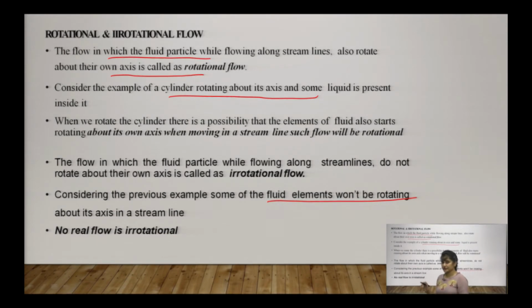known as irrotational flow. And in real fluids, as we know there are real fluid, ideal fluid, then Newtonian fluid and non-Newtonian fluid. A notable thing is that no real flow is irrotational, none of the real flow is irrotational. We will see another example with diagrammatic representation.